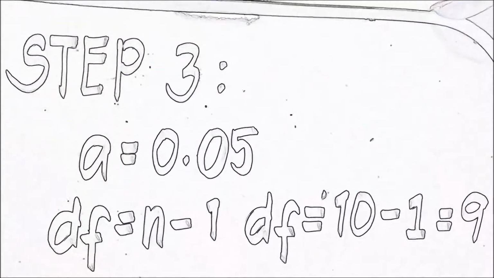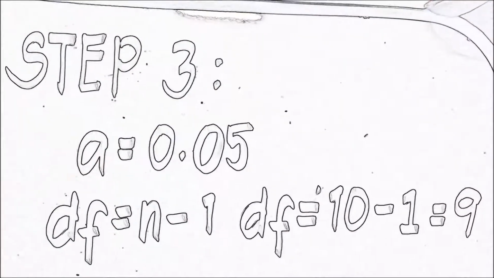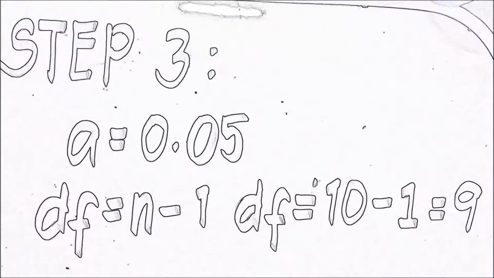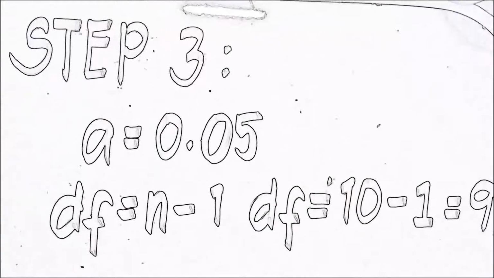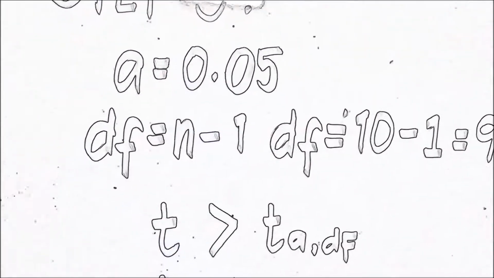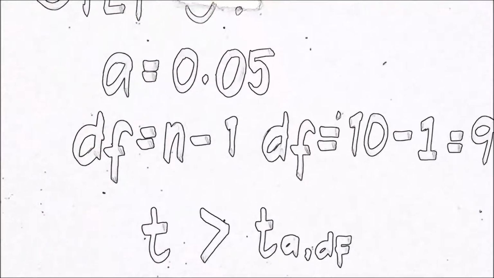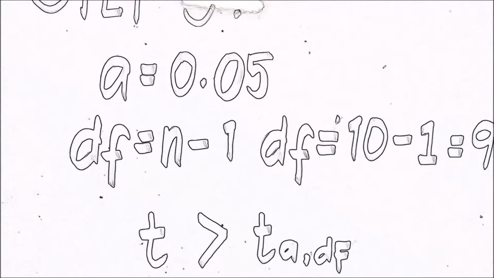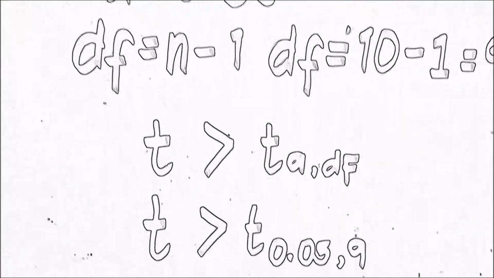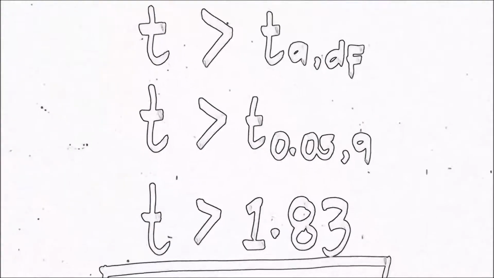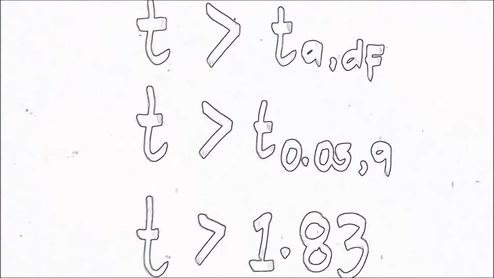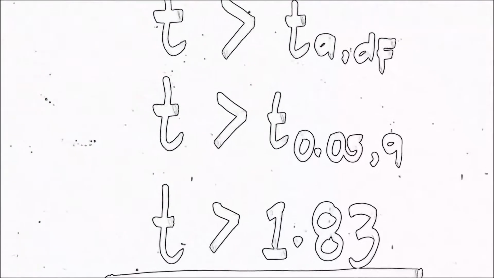In step 3, to find the critical region, we have an alpha of 0.05. Solve for the degree of freedom, which has a formula of n minus 1. Substitute n with 10 since 10 is the random sample, minus 1 to get the answer of 9. Use the equation t greater than t sub alpha, comma, degree of freedom. Substitute alpha with 0.05 and df with 9. Locate the values in the t-table since it is a t-test to get the answer of 1.83.